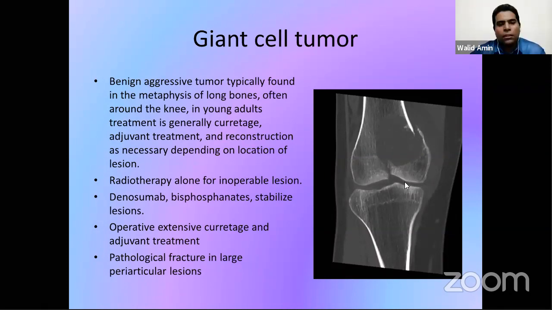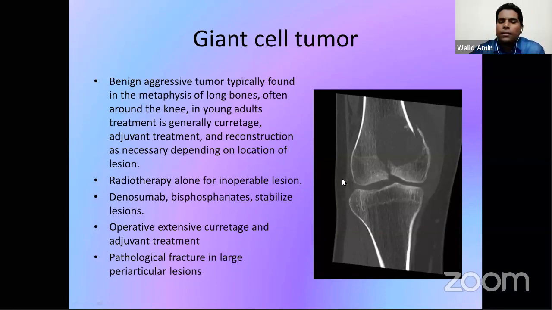But this giant cell tumor is an aggressive tumor, and therapy may be by radiotherapy alone for inoperable lesions. Denosumab or bisphosphonates can be used to stabilize the lesion and to reduce the size. For the operative treatment, this needs extensive curettage and adjuvant treatment. Pathological fracture in large periarticular lesions: if we have a large periarticular lesion like this one, we could suspect a pathological fracture to happen in this.